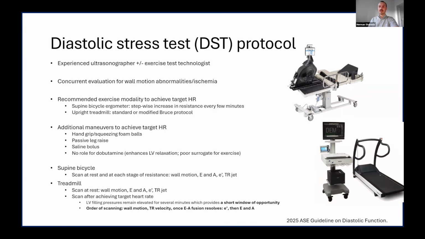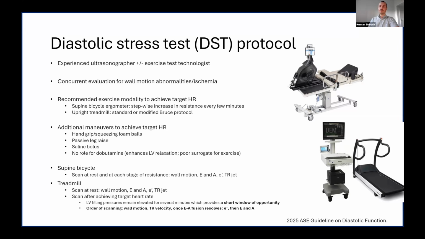To run a diastolic stress test, we first and foremost need an experienced ultrasonographer, familiar with the protocol and skilled with the probe. We might also need an exercise technologist, depending on which center we are in. And we will be evaluating for wall motion abnormalities together so that we can make the test more efficient. We'll be running pretty much a standard protocol to achieve a target heart rate.